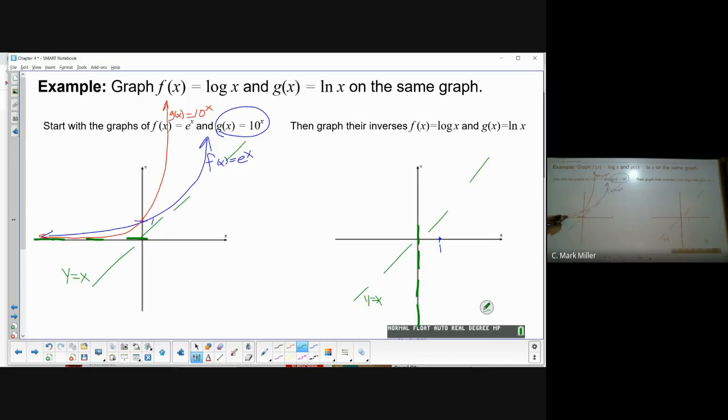The red graph here is 10 to the x. It's closest to the asymptote. So over here, the log base 10, excuse me, is going to be closer to that asymptote. The blue one over there is e to the x. It is log base e. It's going to be further away.